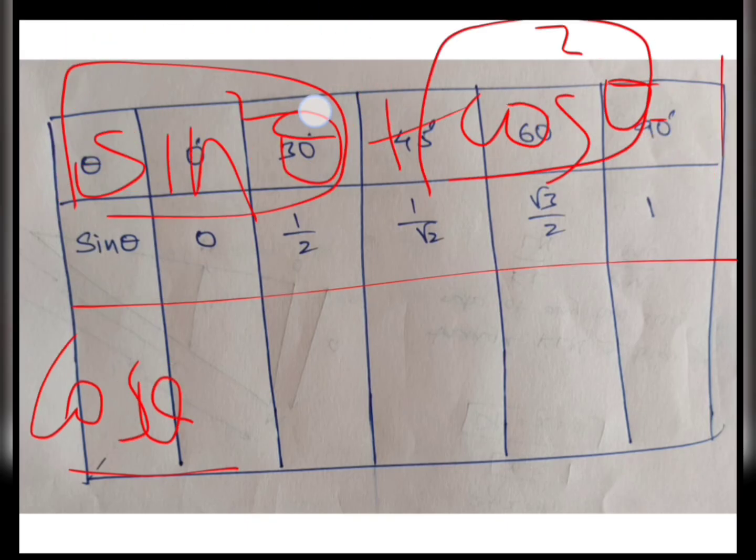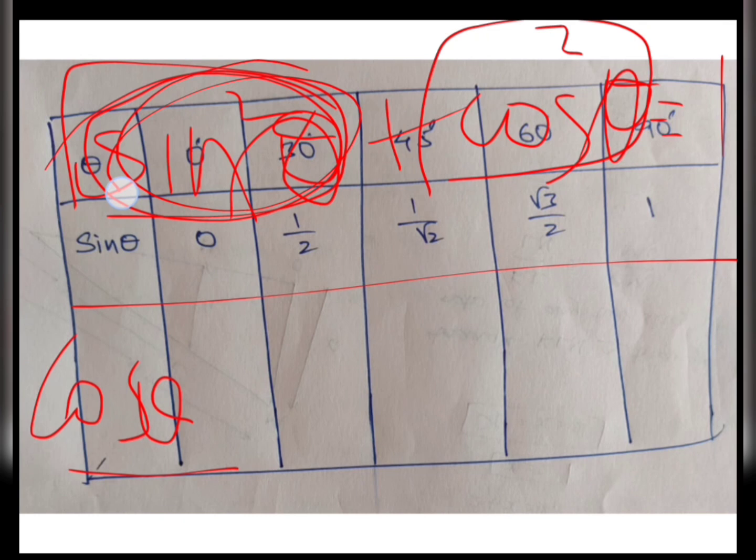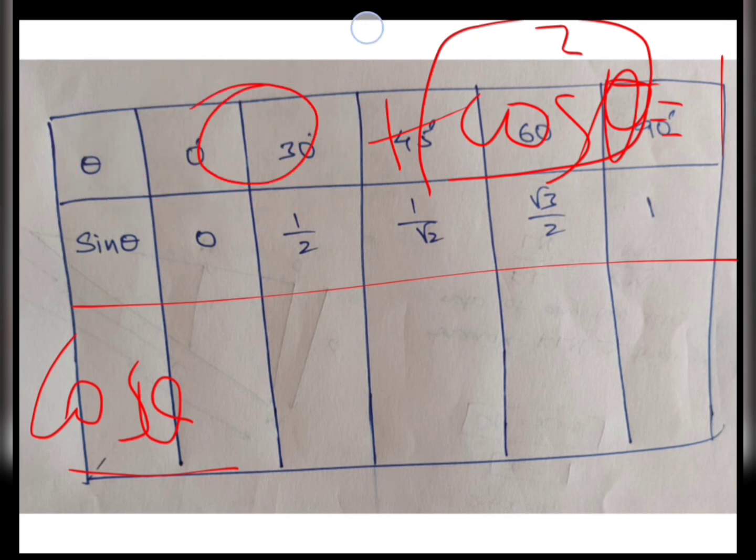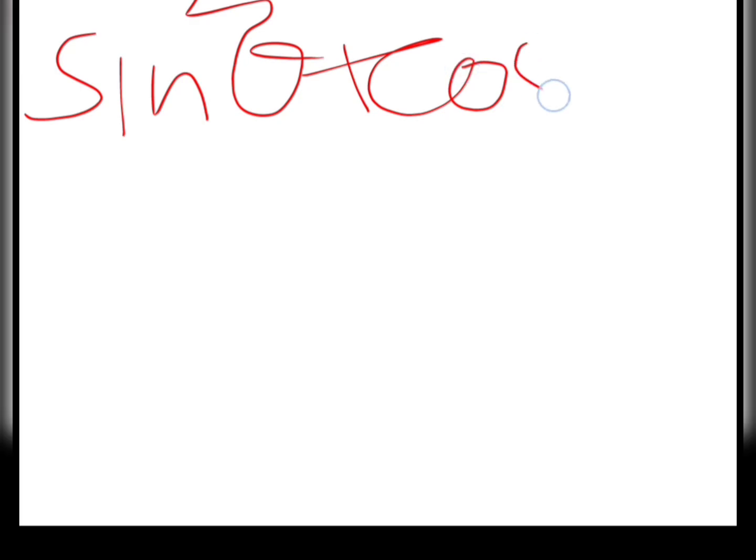Let me find for cos 0. Here I am substituting theta as 0 here and here. Sin square 0 plus cos square 0 equal to 1. Sin 0 is 0 here. 0 whole square is again 0. Then cos square theta is equal to 1. Then cos theta will be equal to 1. We know sin square theta plus cos square theta is equal to 1. We have solved this in our previous video.